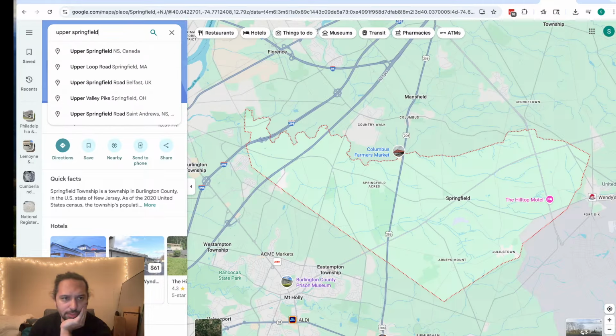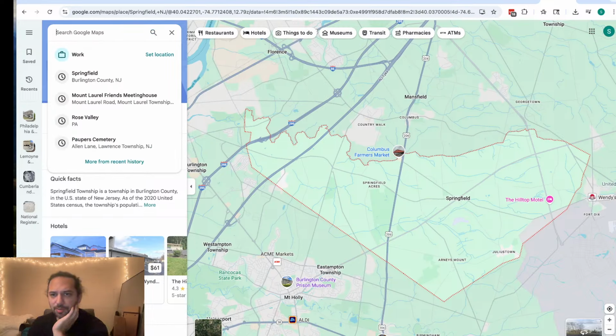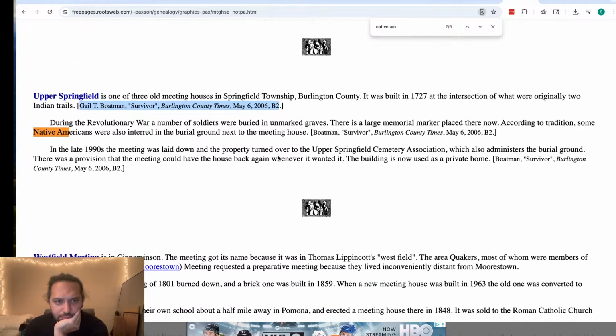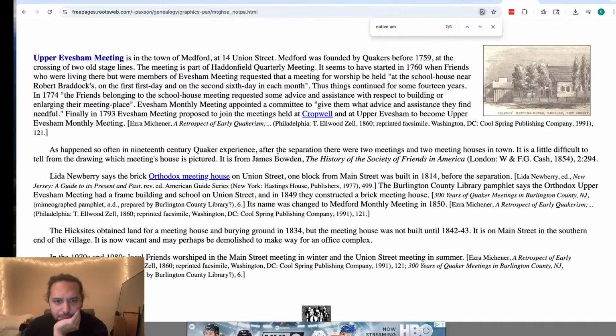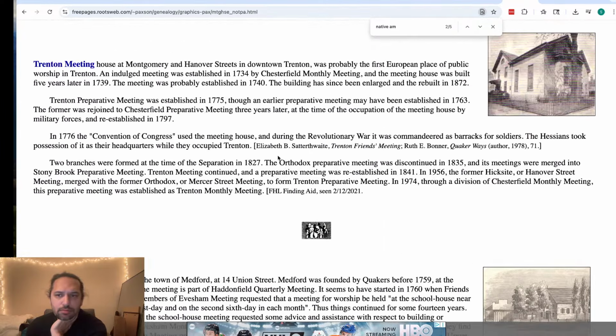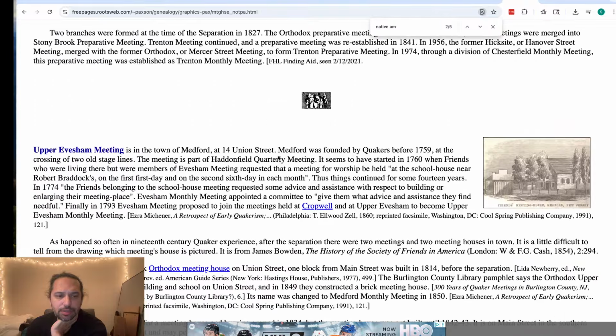This is not gonna be, it's gonna take me somewhere random if I search that. So 1 second. Burlington County Times, Gail T. Boatman, survivor. This is tough. Upper Springfield meeting, Quaker. Trenton meeting.